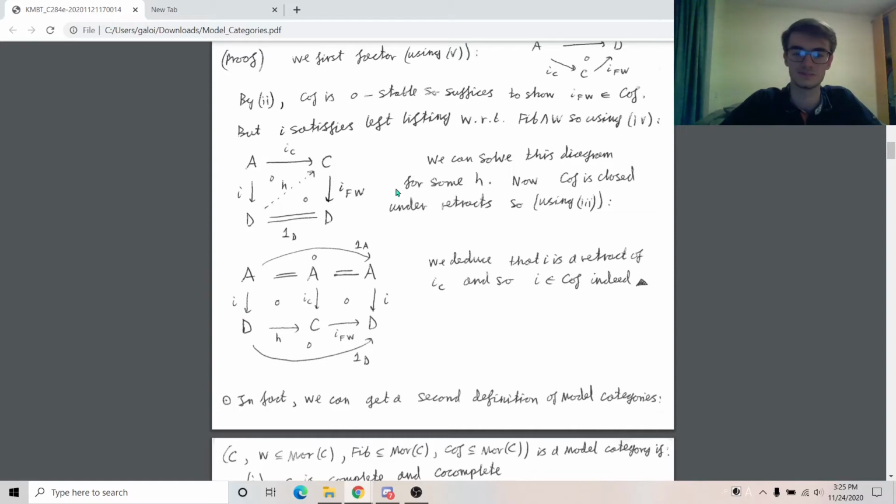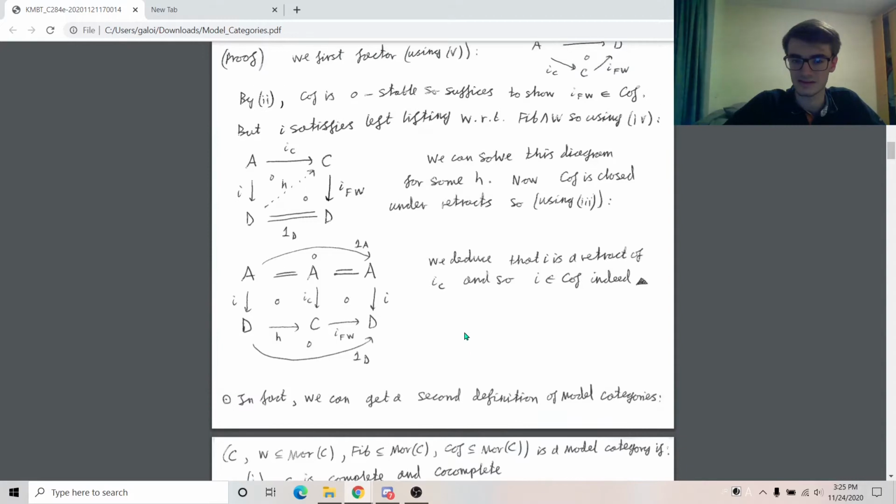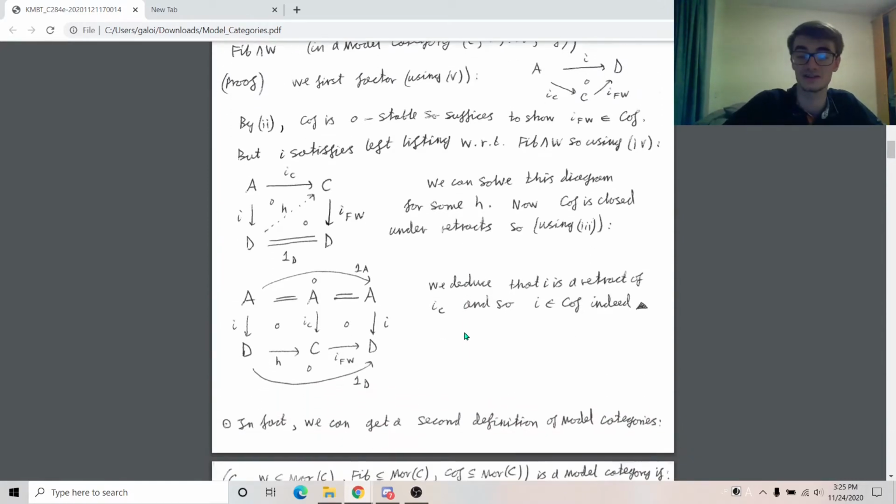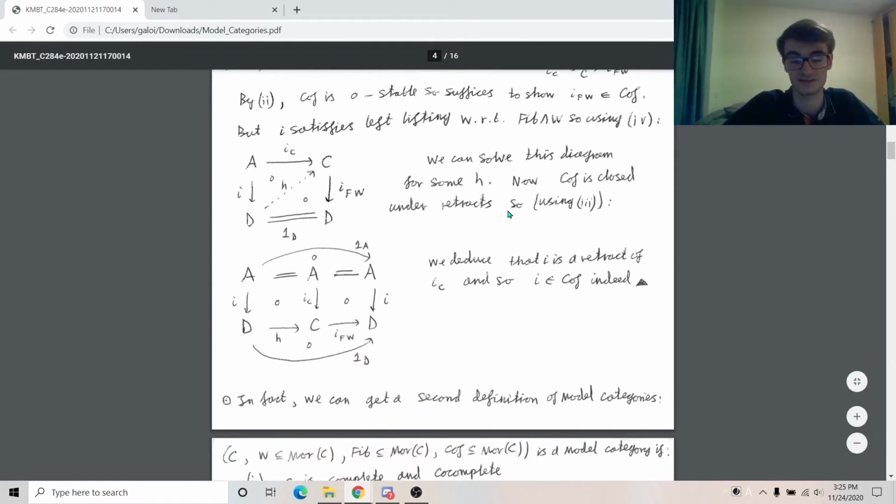And this proof used all axioms of a model category except completeness and co-completeness. Now to do this retract argument, we had to use this lifting H down here. Take a second to look at the diagram and convince yourself that everything works out. And in fact, proving a few lemmas similar to this one gives a second definition of model categories.